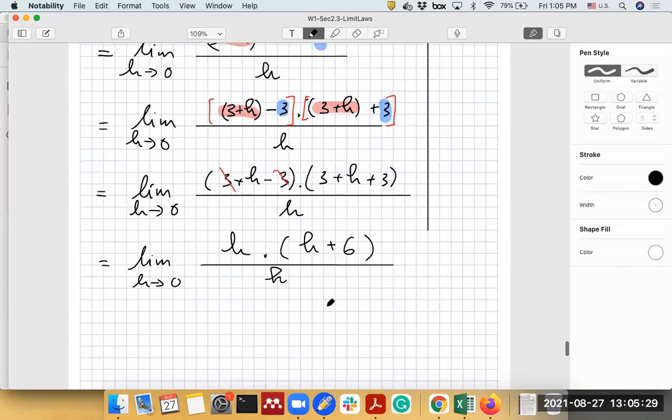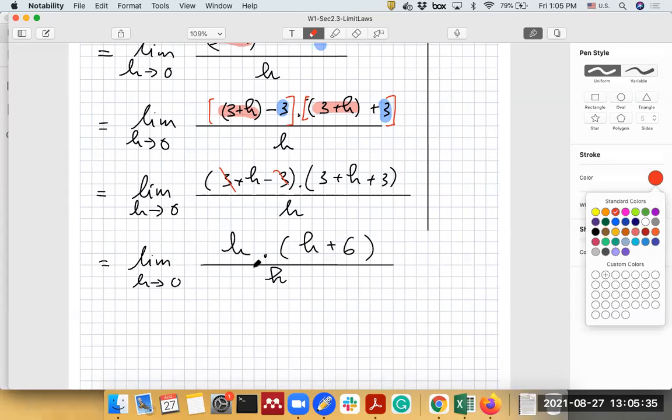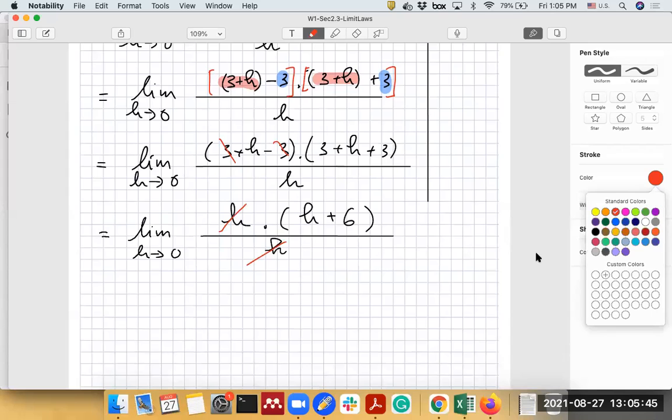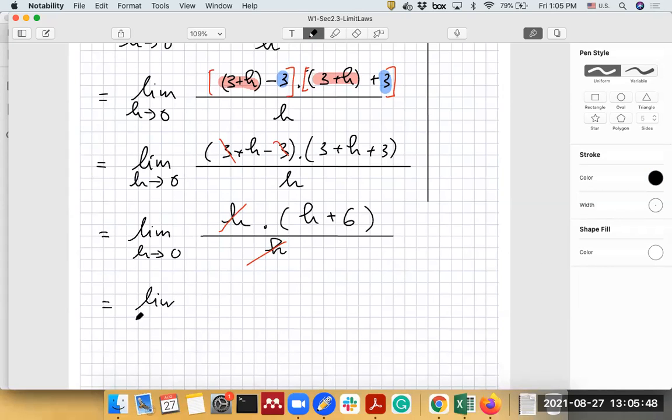So now, what should we do? Yeah, I have the same common factor here. We can eliminate it. Cancel. Okay? It becomes, now it's easy, right? Yeah, 0 plus 6, and it will be 6. So, do you have any question?